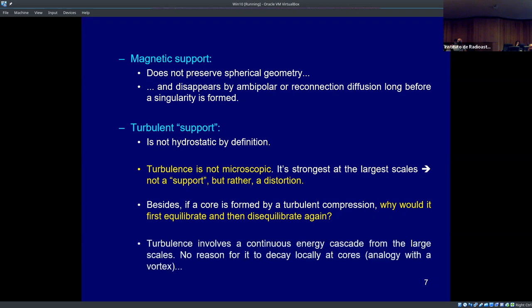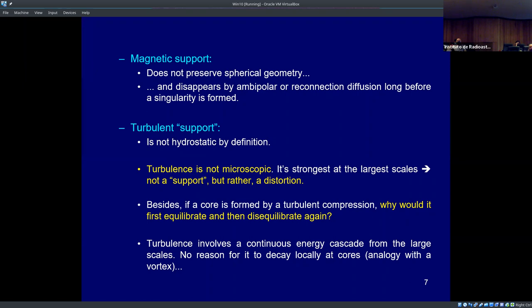And finally, turbulence involves a continuous energy cascade from the large scales. So it's not like you inject turbulence into a core and then wait for it to decay, like many simulators do. But actually, there's a connection to the larger scales, which are feeding energy continuously into this object. And so there's no reason for the formation. Perhaps there is, if you assume a core forms by a shock.